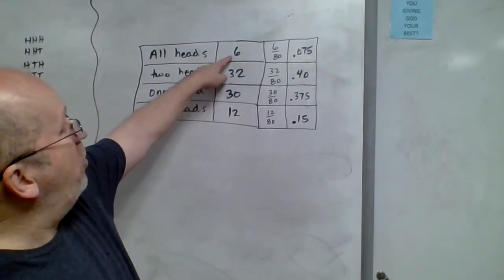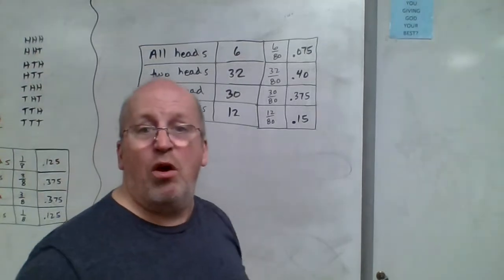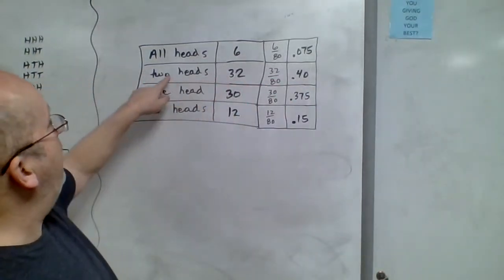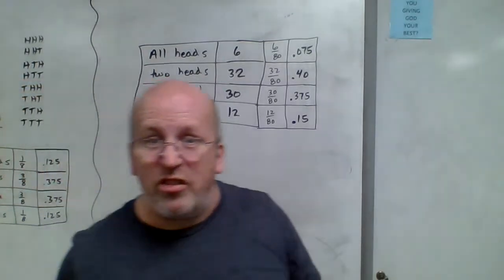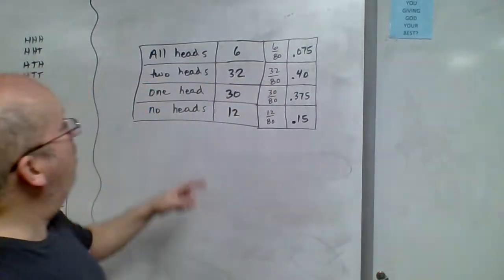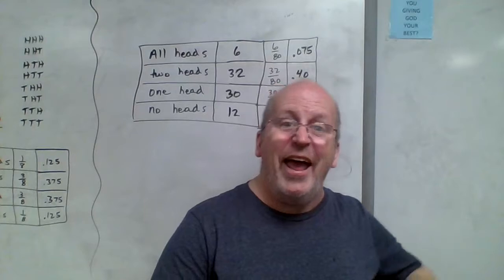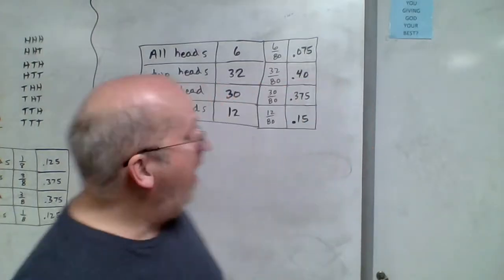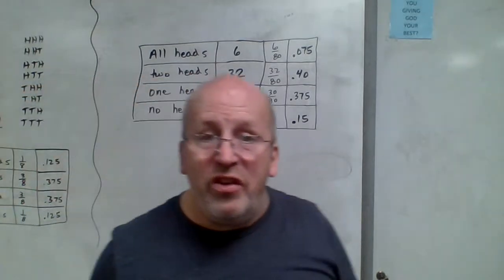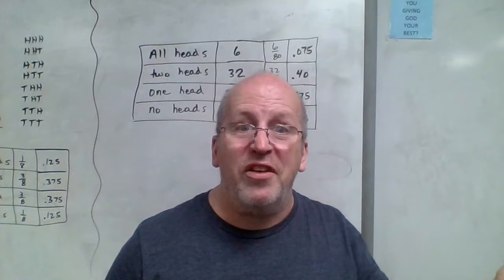In this particular circumstance, they found that 6 times those 3 coins all landed heads. They found that 32 times when they tossed the 3 coins, 2 of them were heads and 1 of them was tails. They found that 30 times they had 1 head and 2 tails showing. And finally, 12 times they had 0 heads showing. In other words, all 3 coins landed with tails facing upwards.